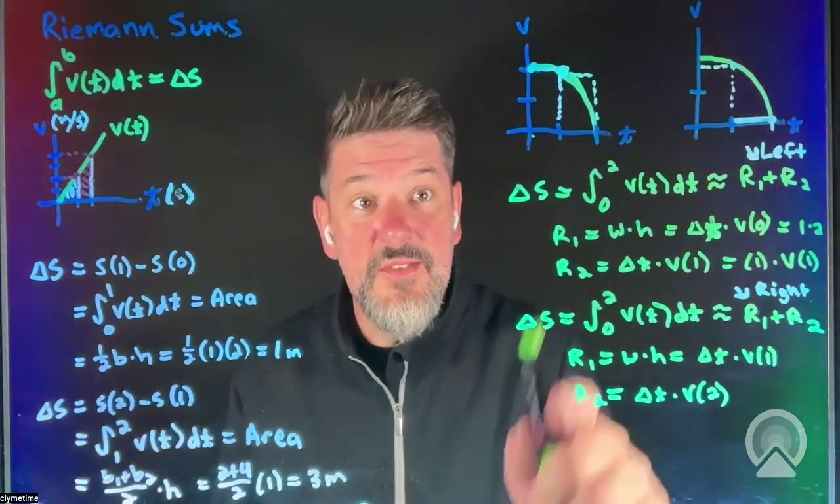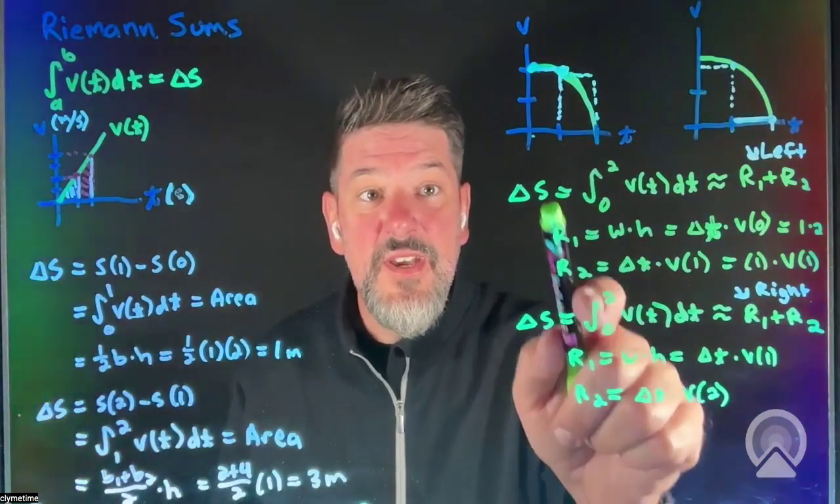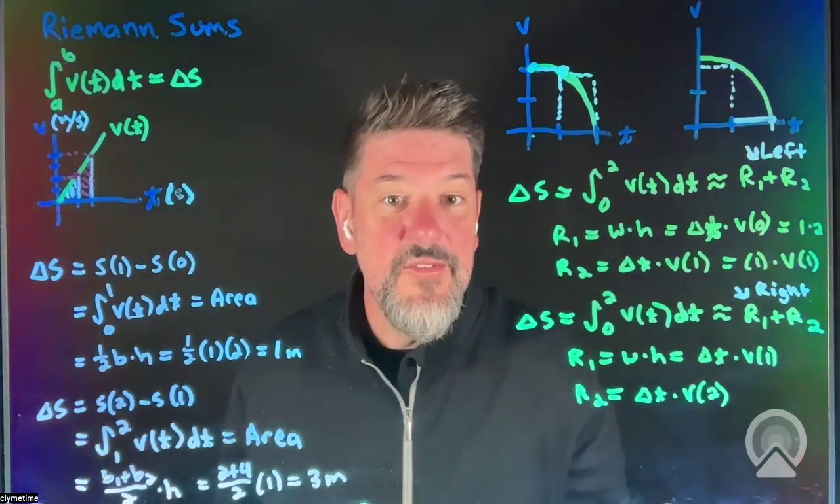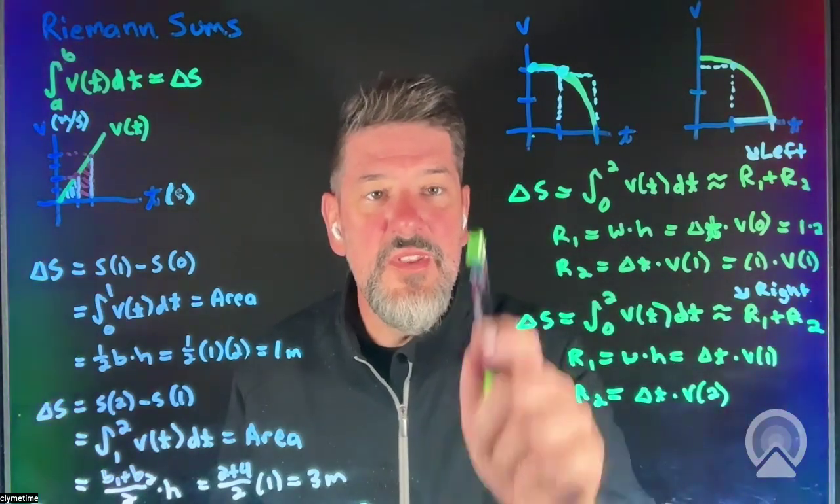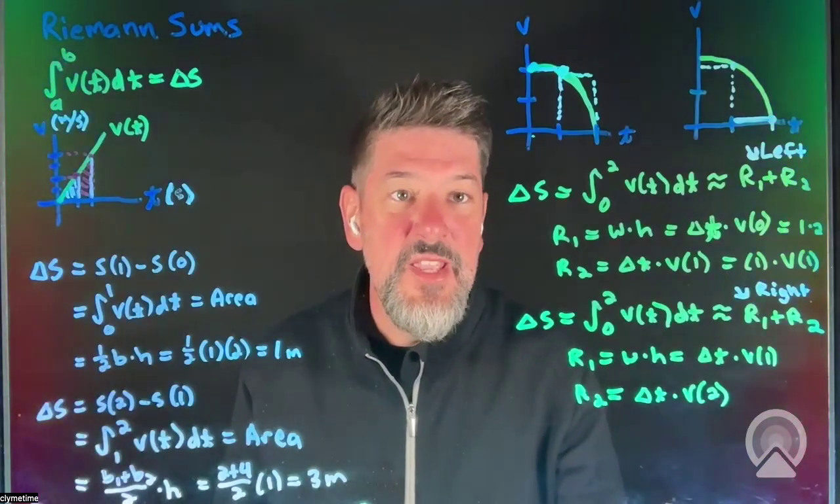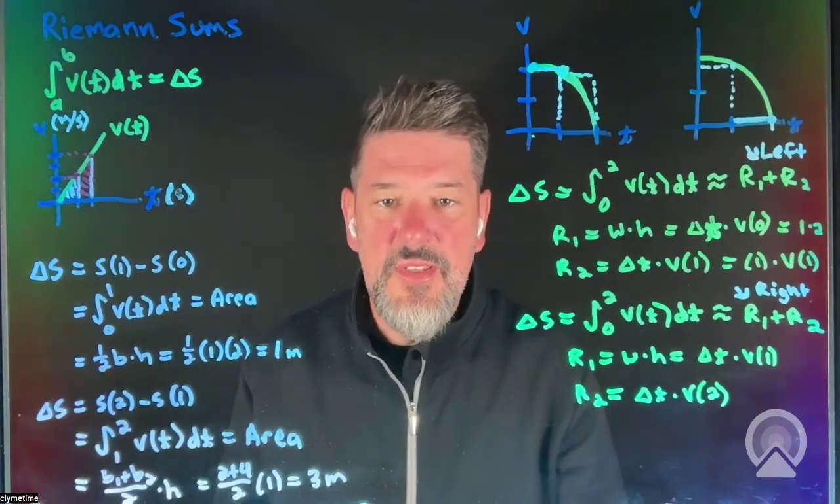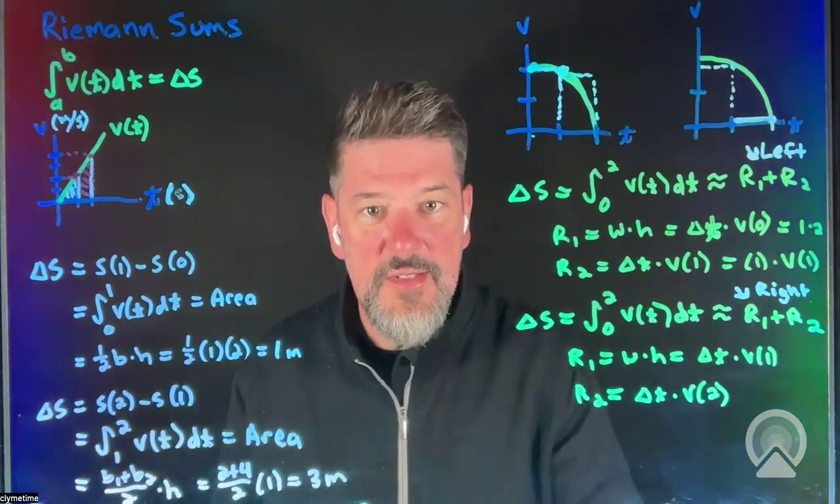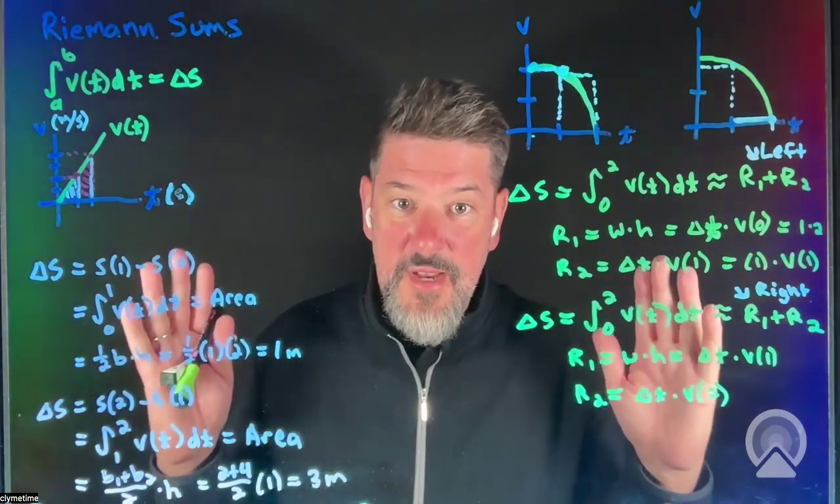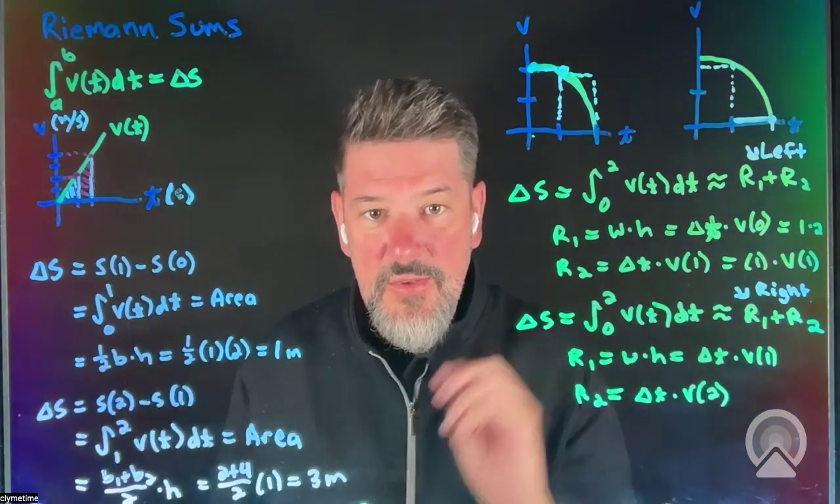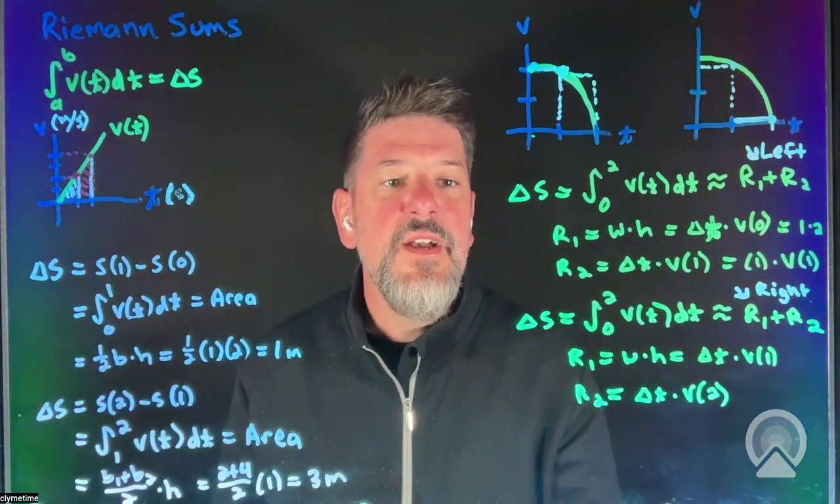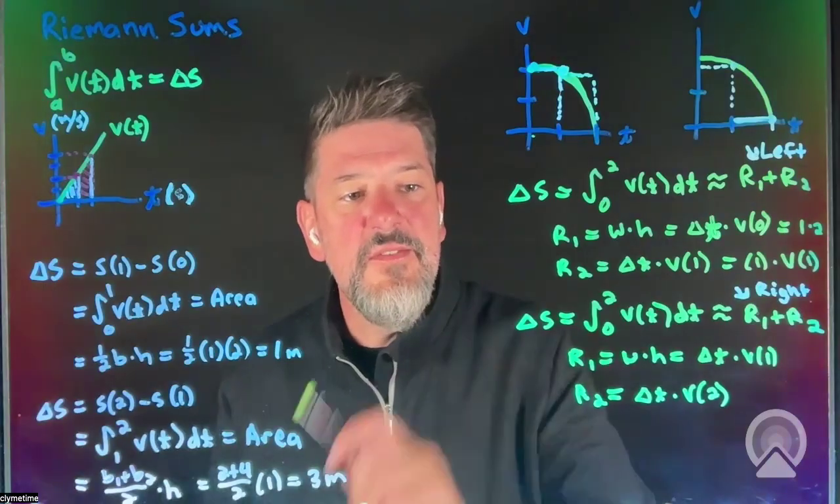So if we had 4 rectangles, you would take 2 divided by 4, and you would get 1/2. Your change in time would be 1/2. The width of every rectangle would be 1/2 if you had 4 rectangles. And it doesn't matter if you're doing a left or a right. Your change in width is completely dependent on 2 things: 1, the overall area you're trying to find, and 2, the number of rectangles. And so change in time is easy to find.